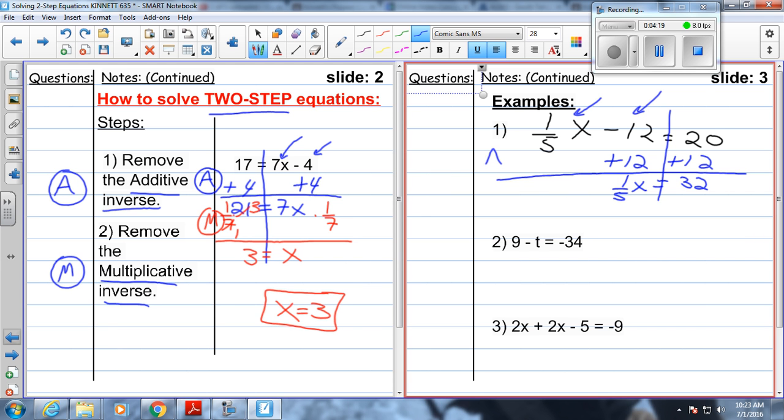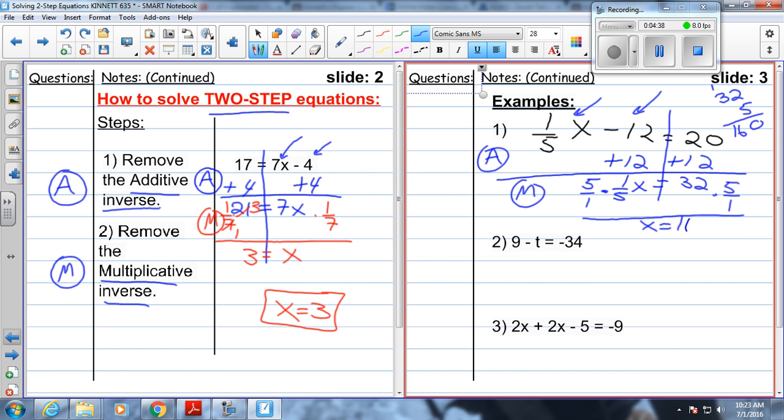Now that was my A step. Now we're on the multiplicative inverse step, and the multiplicative inverse of 1/5 is 5/1. It's just the reciprocal. And that's just multiplication there. And I don't remember my multiples of 32, so I'm going to do some math over here.